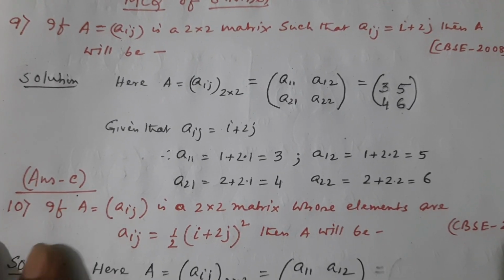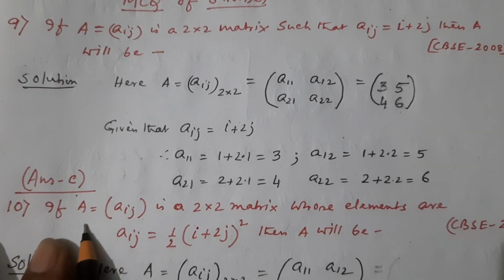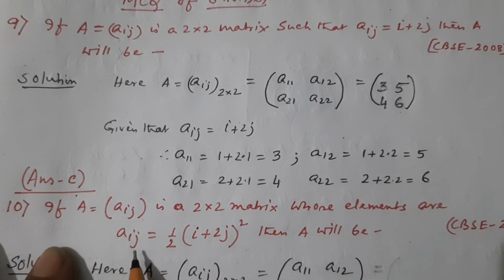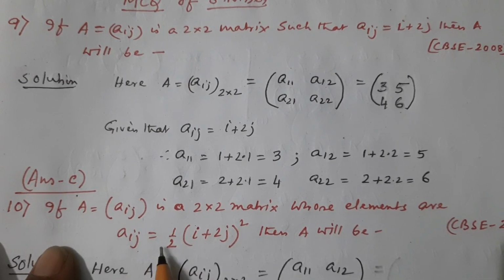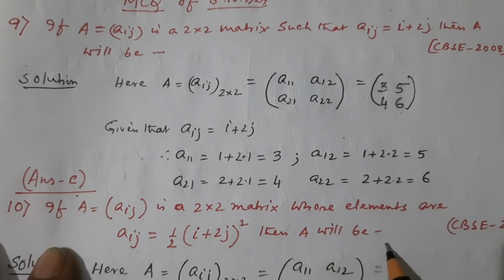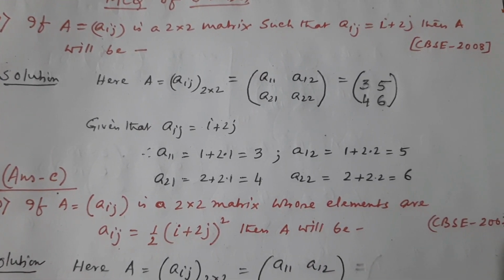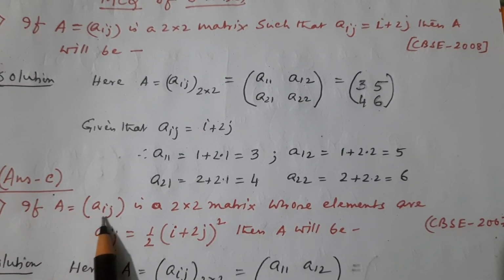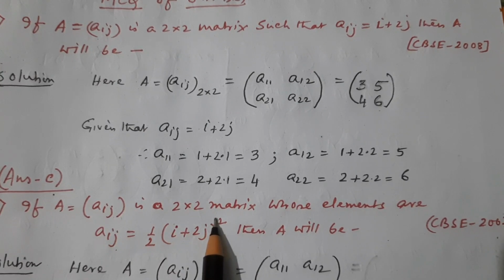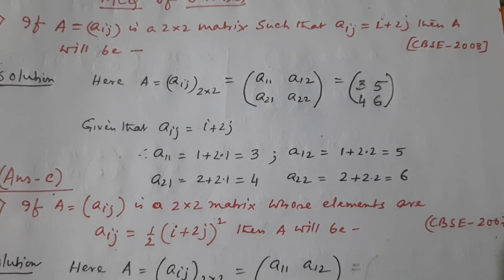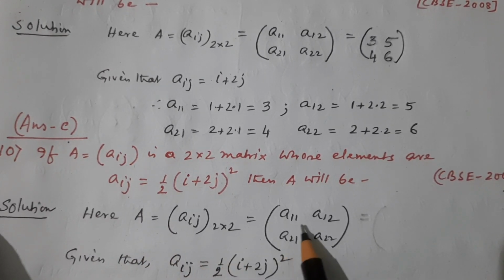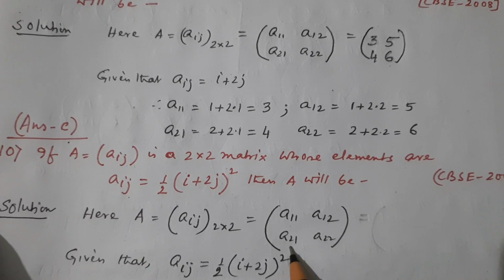Second question, question number 10. If A equals Aij is a 2 cross 2 matrix whose elements are Aij equals half of (i plus 2j) whole square, then A will be. This question comes from CBSE 2007. Observe here A is a 2 cross 2 matrix Aij. So what are the elements of the matrix? At first, consider A equals Aij 2 cross 2, that is A11, A12, A21, A22.